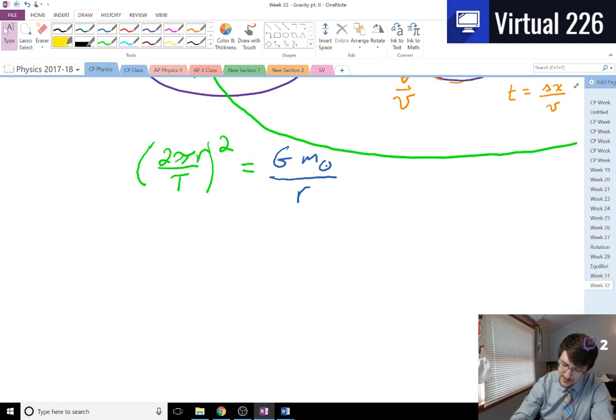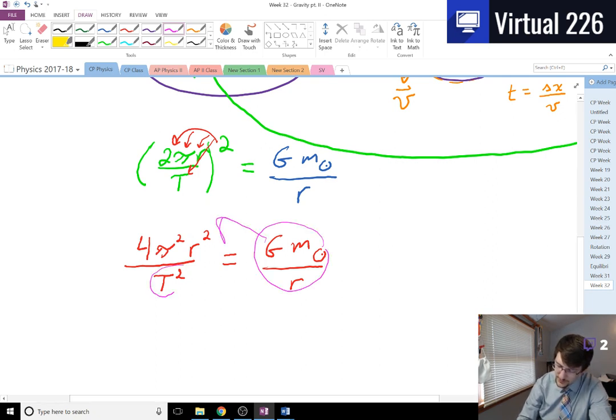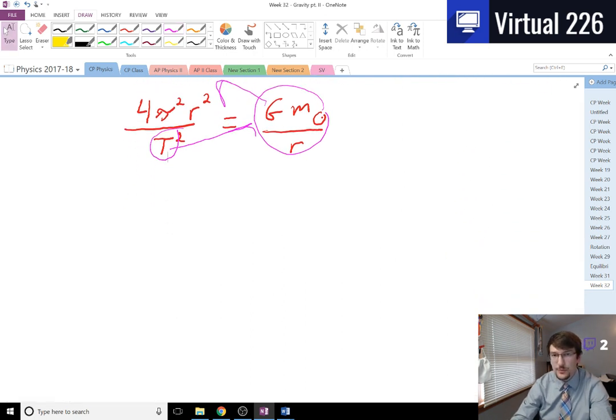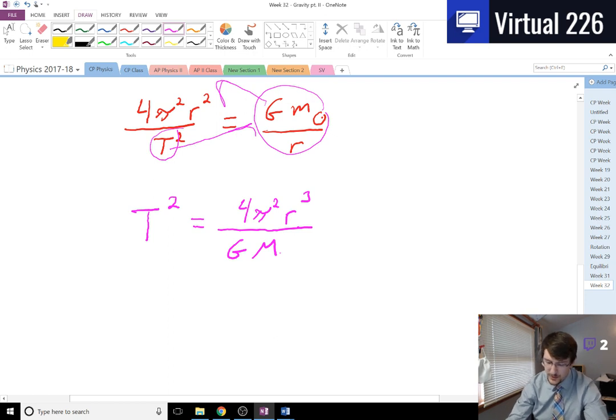If we go ahead and clean this up a little bit from here, this square has to go into every single term. So this becomes 4 pi squared r squared over t squared equals g times the mass of the sun over r. And if we clean this up a little bit, moving the terms over here on this side to the left and moving the t squared over, what we eventually get is the form of our third law, which is that the period squared equals 4 pi squared r cubed over g times the mass of your sun or whatever object you're orbiting.